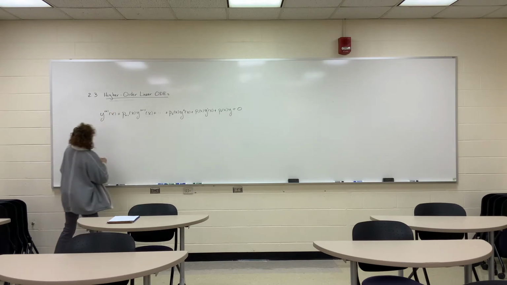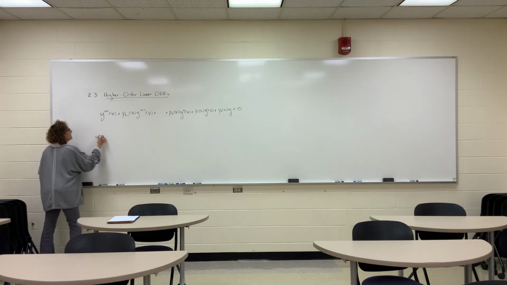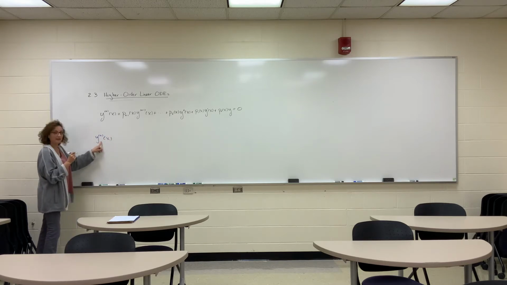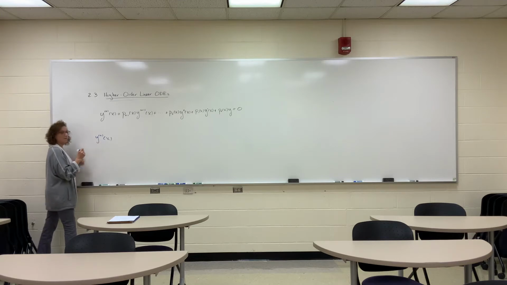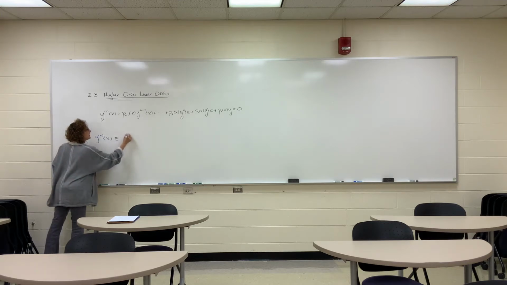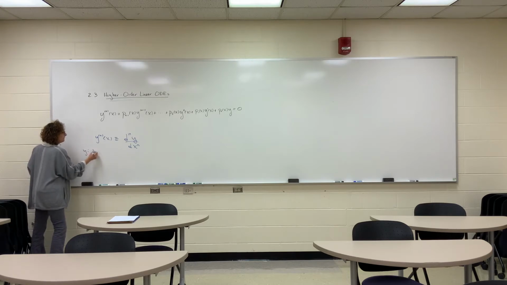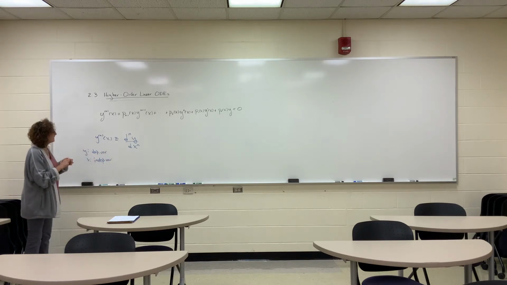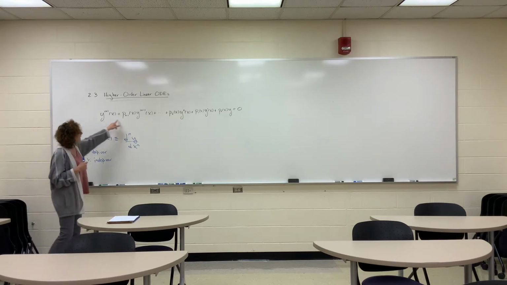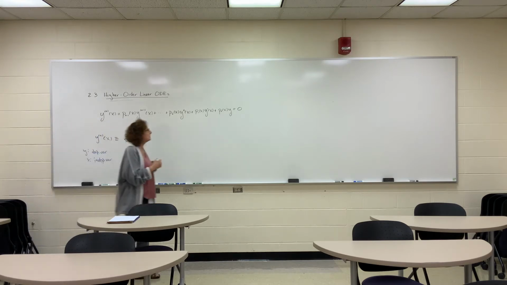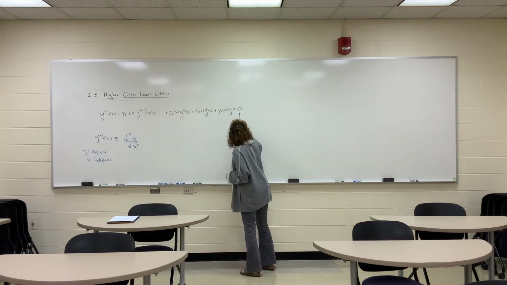So remember, y with the n in parentheses of x, not y to the n, is telling us the nth derivative of y with respect to x. That's the shorthand notation. So here it's clear y is our dependent variable, x is our independent variable, which is what we've been doing. Y is a function of x, our unknown function in this differential equation, which is, of course, homogeneous.